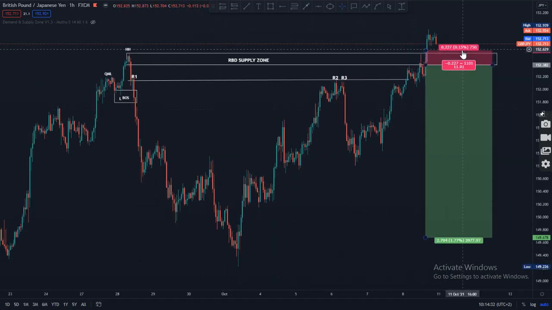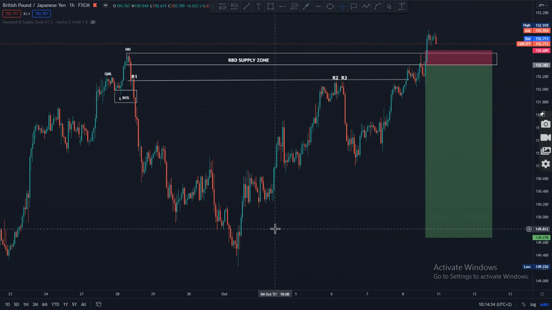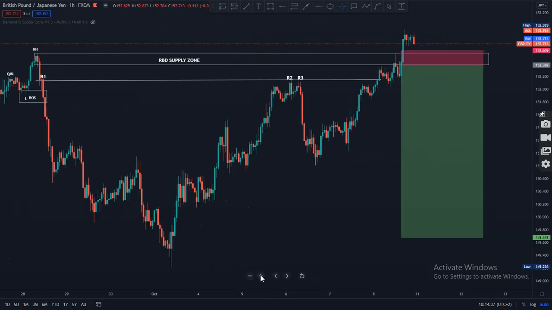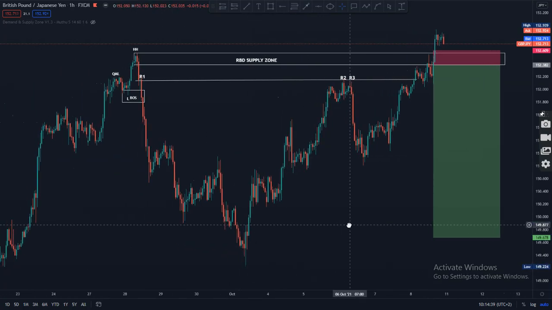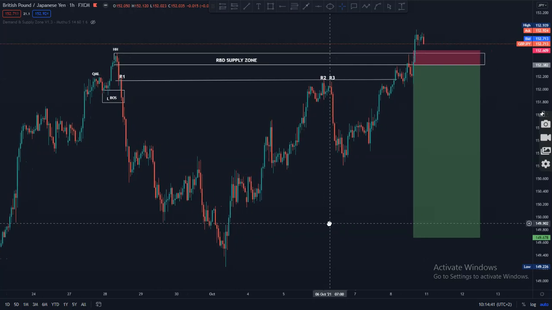My stop loss was quite fair, it was like 22 pips. And I was like, okay, what's happening here? Why didn't this hold? Why didn't it hold? Okay, this looks perfect, but why didn't it work?